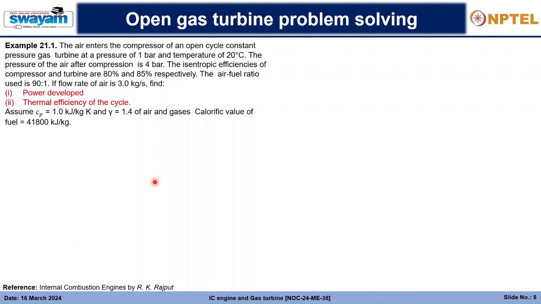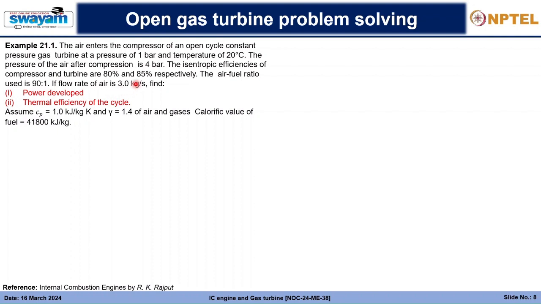So the first problem, which I have taken from the book Internal Combustion Engines by R.K. Rajput. This problem states that the air enters the compressor of an open cycle constant pressure gas turbine at a pressure of 1 bar and temperature 20 degrees Celsius. The pressure of the air after compression is 4 bar. The isentropic efficiencies of the compressor and turbine are 80% and 85% respectively. The air fuel ratio used is 90:1.